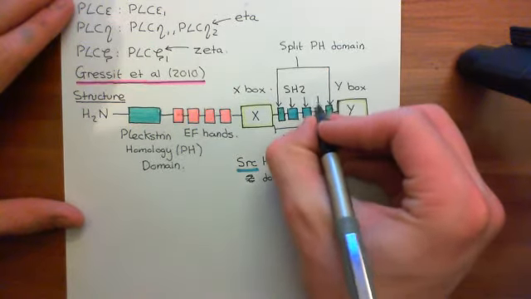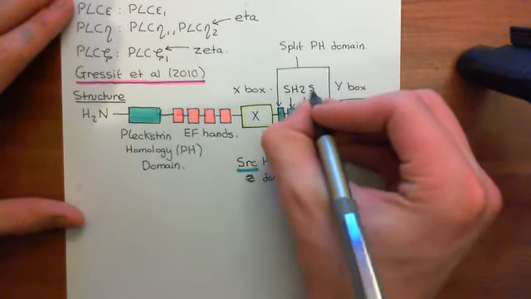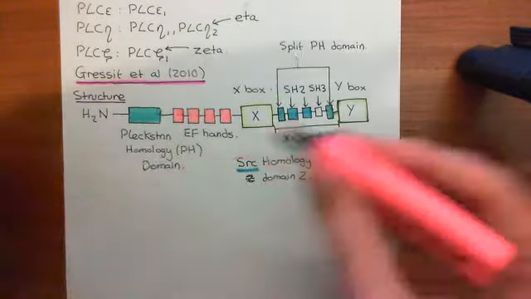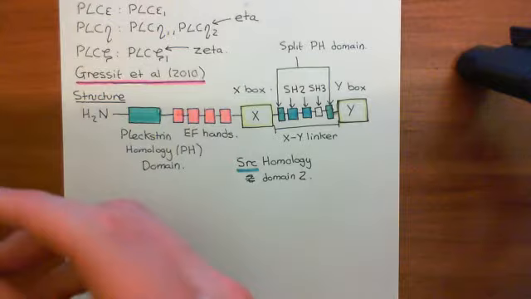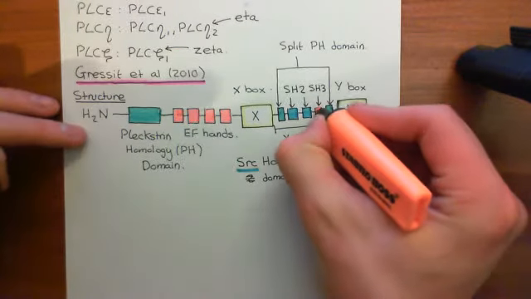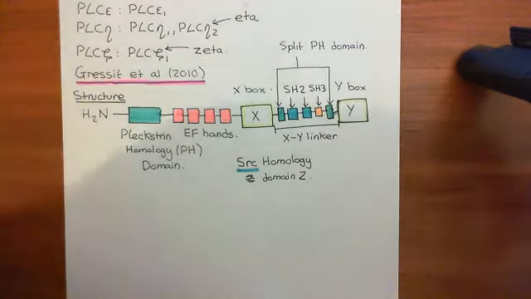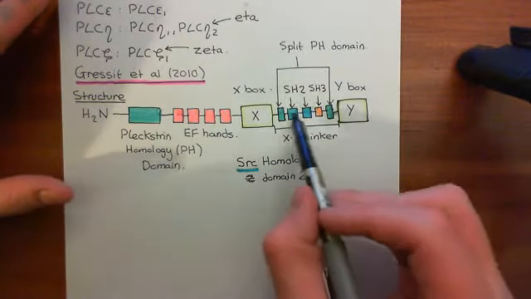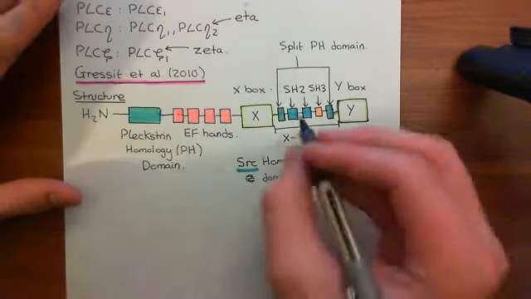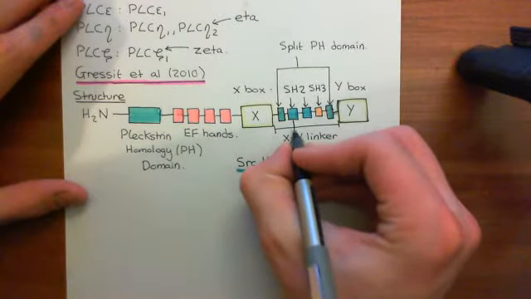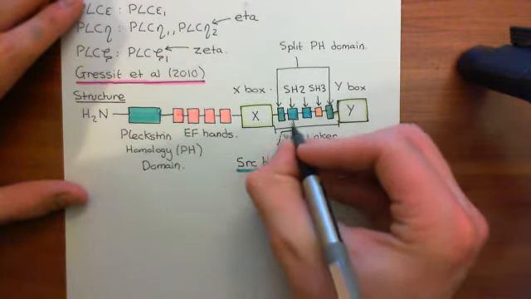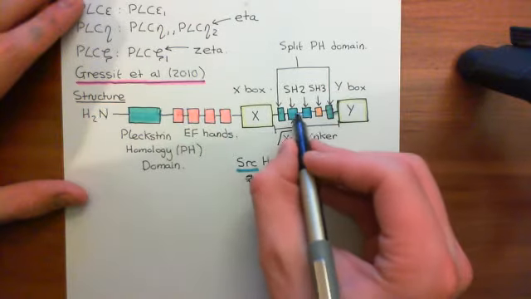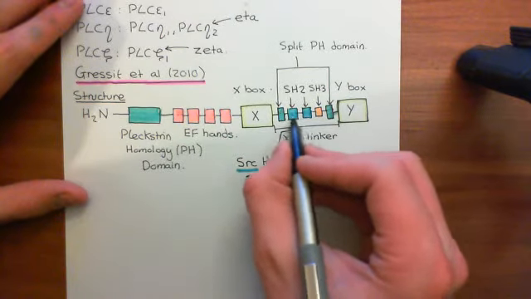Then, finally, you also have a domain called an SH3 domain. Okay, and this is another one of these Src homology domains. So this one is Src homology 3. Now, this one's not going to be quite as important as these two SH2 domains. In fact, the two SH2 domains are so important that they're given separate names. So you've got two of them in tandem like so.